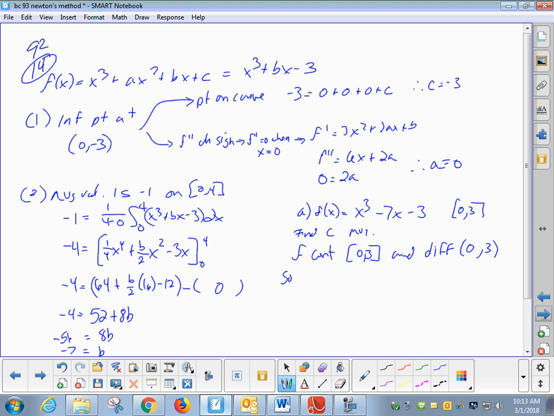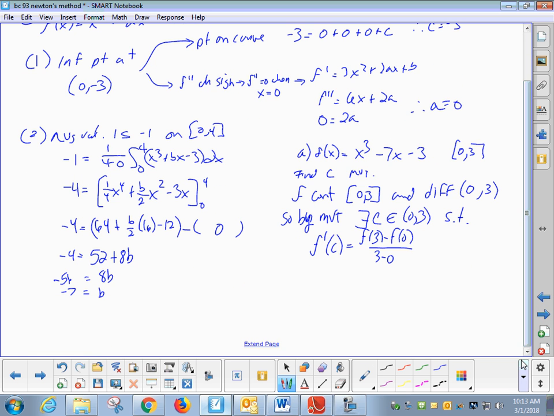Therefore, by the MVT, there is a c in 0 to 3 such that f prime at that c equals f at 3 minus f at 0 over 3 minus 0. And we're supposed to find the c. So here we go. What's f prime at c? I'll give you a second to catch up. So, what is f prime at c?